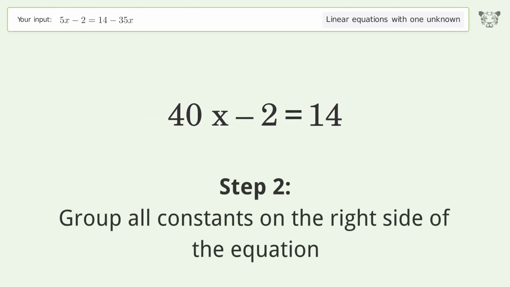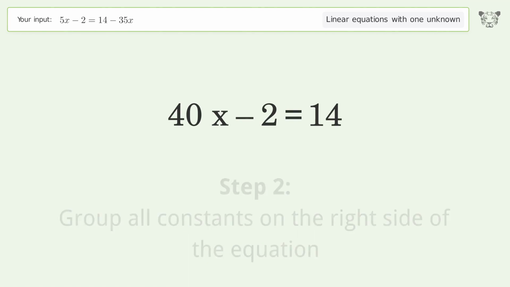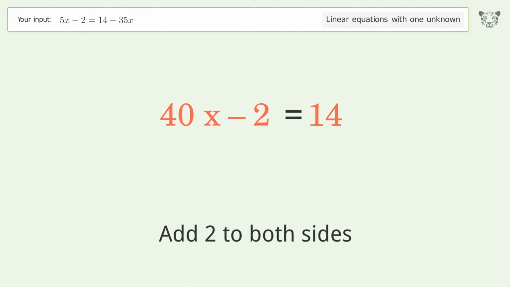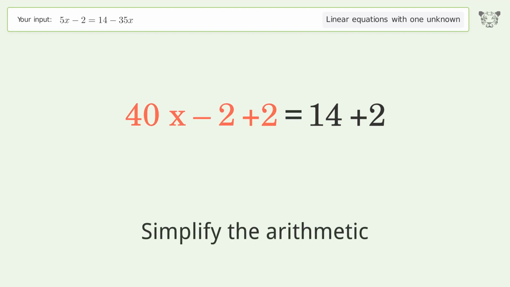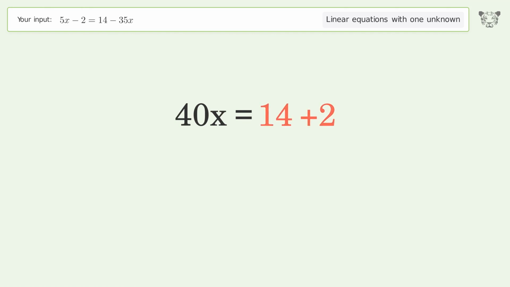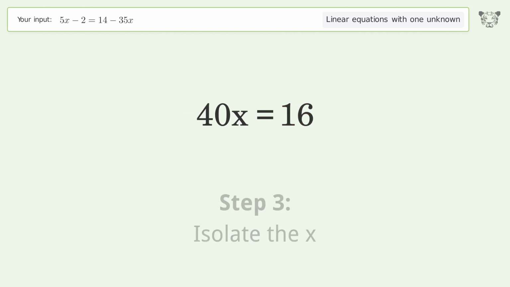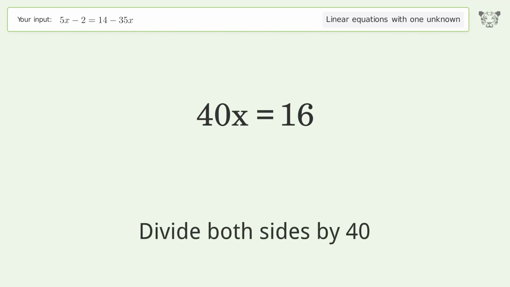Group all constants on the right side of the equation. Add 2 to both sides. Simplify the arithmetic. Isolate the x. Divide both sides by 40.